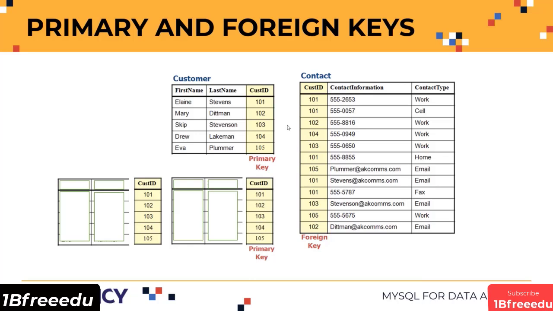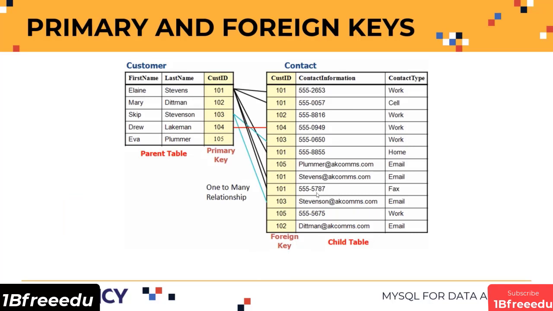Now, it's worth noting the following. Primary keys will always have unique numbers within their respective tables, whereas foreign keys can contain duplicates, as you can see over here. Let's look at this example. In the customer table, you see that each customer ID is unique, whereas in the second table, there are a fair amount of duplicates.